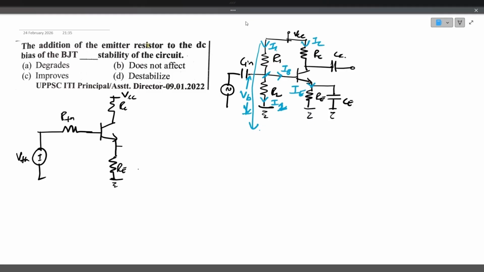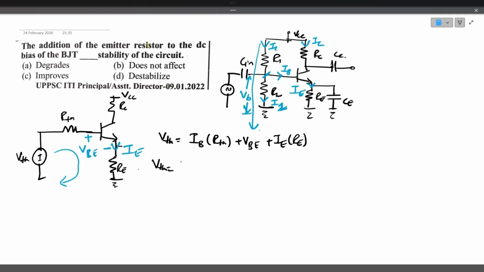This is the circuit, and there is a current that is flowing through emitter resistance, and this is VBE, base emitter voltage. If you apply the Kirchhoff voltage law in this loop, we'll get V Thevenin is equal to the current IB multiplied by R Thevenin plus VBE plus IE into RE. This is the equation. The emitter current is basically the sum of the base and collector currents.